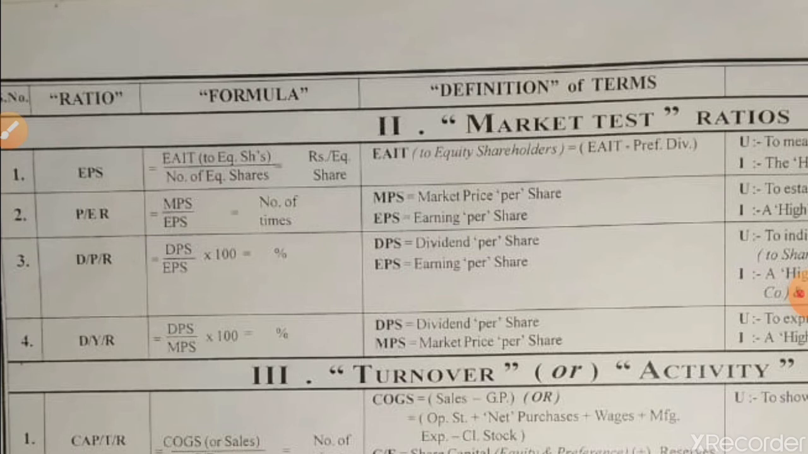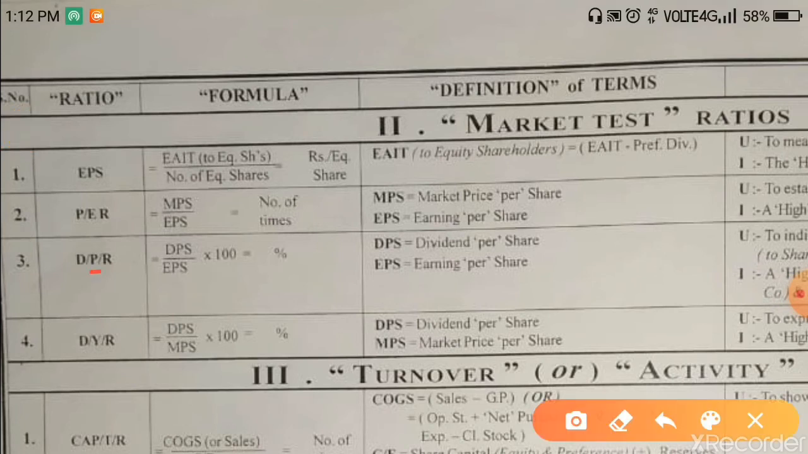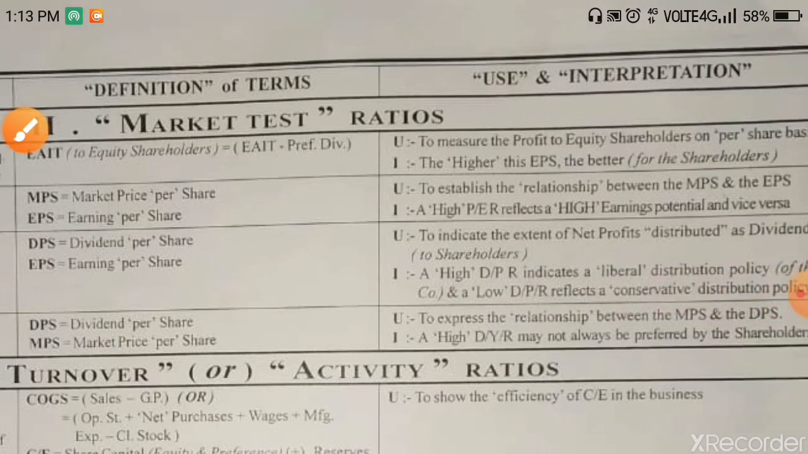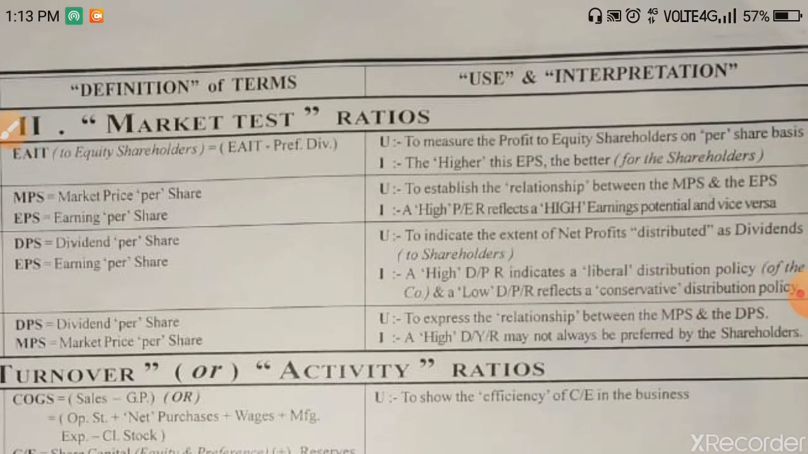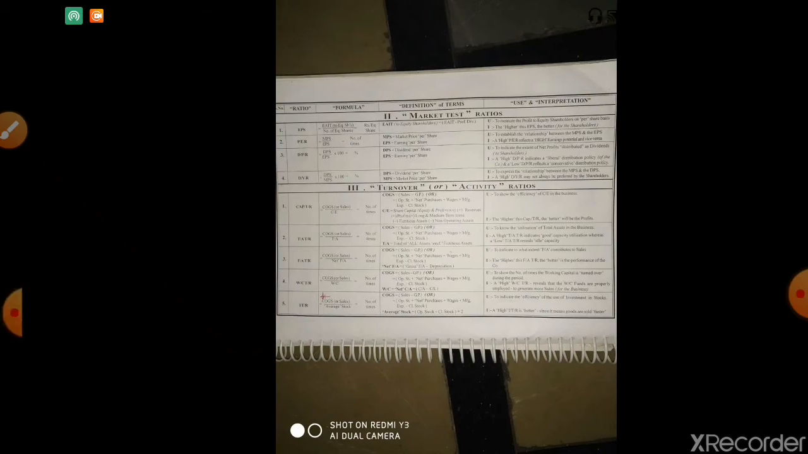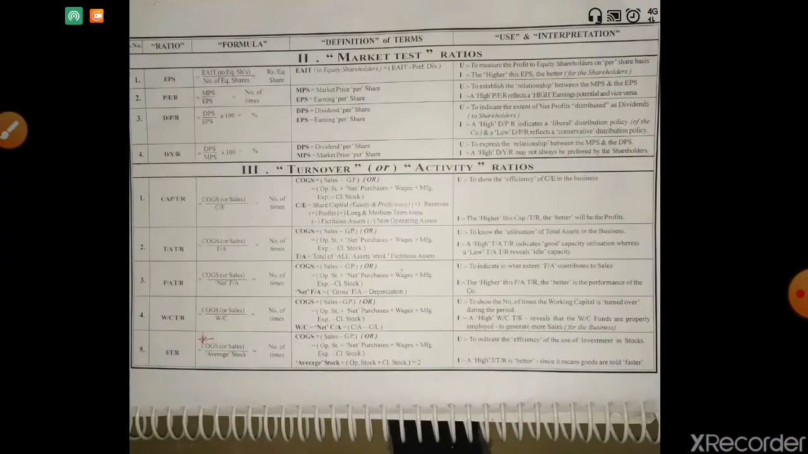Next one is DPR, dividend payout ratio. DPS divided by EPS, dividend per share divided by earning per share, to indicate the extent of net profits distributed as dividends to shareholders. How much profit you can pay to equity shareholders as dividend, that DPS will tell, dividend per share, dividend payout ratio.